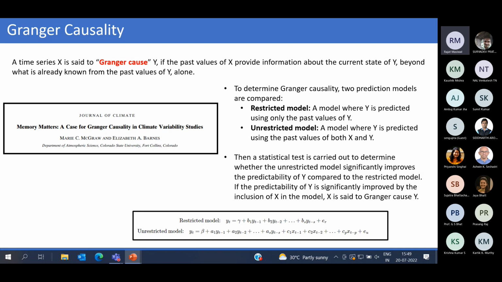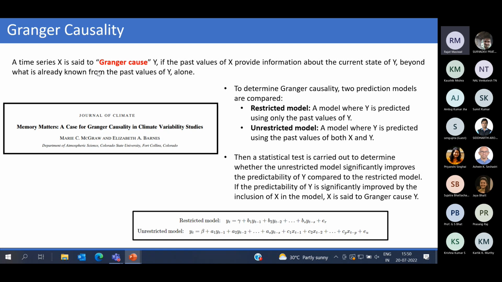And so I just have two or three more slides where I wanted to discuss this Granger causality, because we had this discussion last week as well. And I found this paper, which I think is very nice. And I want to discuss a couple of results from this paper. First, looking at the definition of Granger causality.